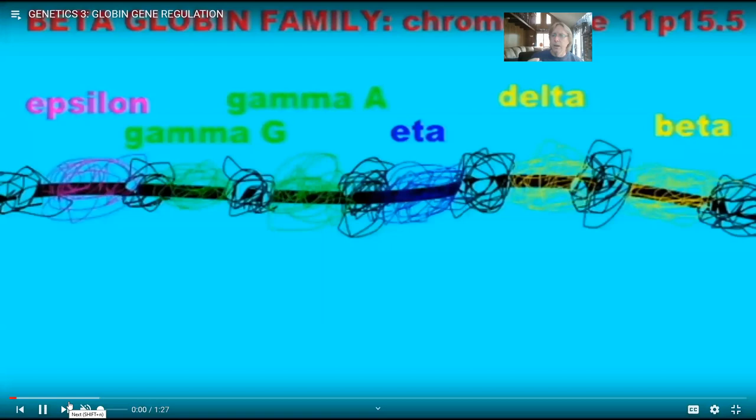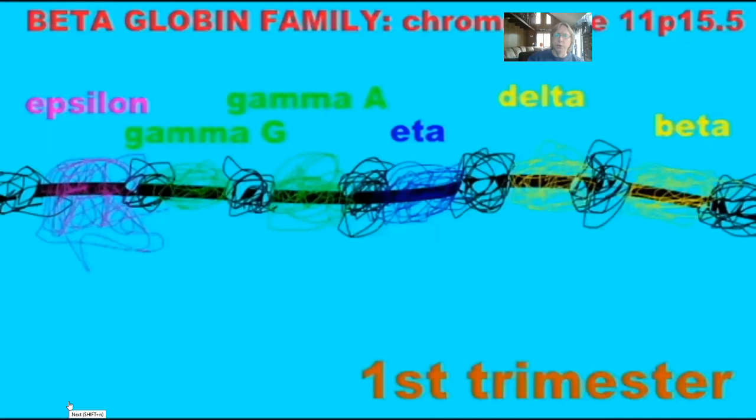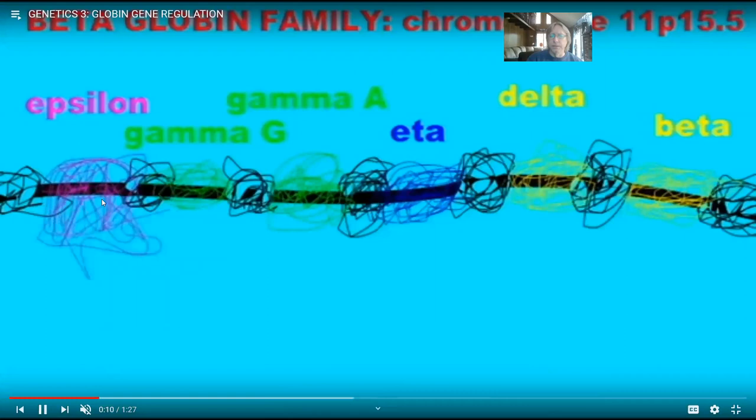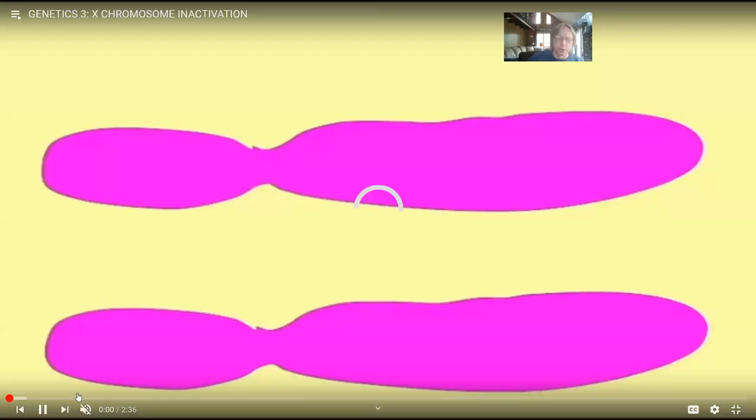And while some of it functions in the regulation of genes, so we can activate genes by taking what's tightly bound heterochromatin and making it euchromatin, this can change over time. So we see that in human development, the epsilon globin gene becomes euchromatin before the gamma globin genes do, and then the beta globin and delta globin genes become euchromatin afterwards. But then also, some heterochromatin has other functions. A classic example of that is the X chromosome inactivation in women.